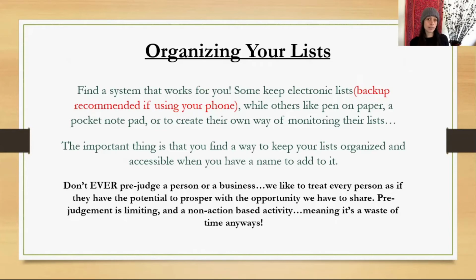Some keep electronic lists, like a note section in their phone. Definitely recommend backing up your phone if you have it, so that you don't lose your lists. Other people like to write down their lists on pen and paper. I'm a pen and paper person. I also like sticky notes and things like that. A pocket notepad is a good idea, or you can create your own way of monitoring your lists.